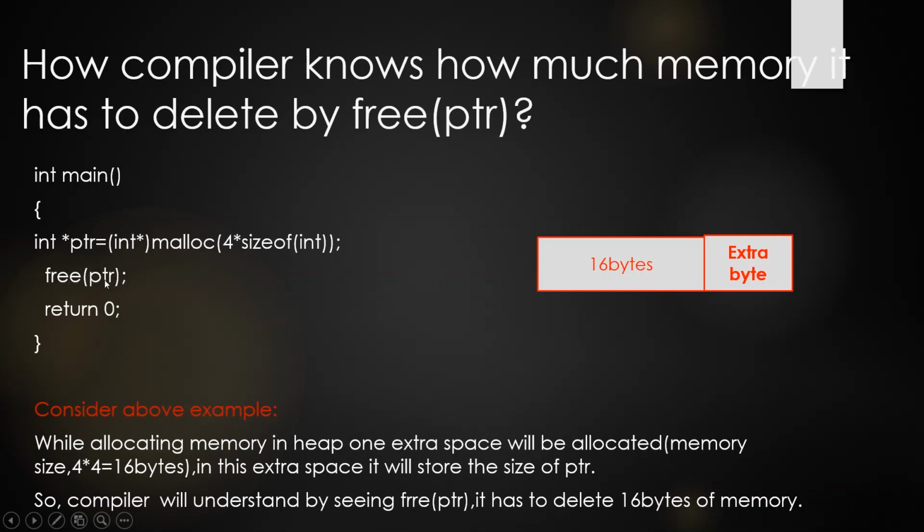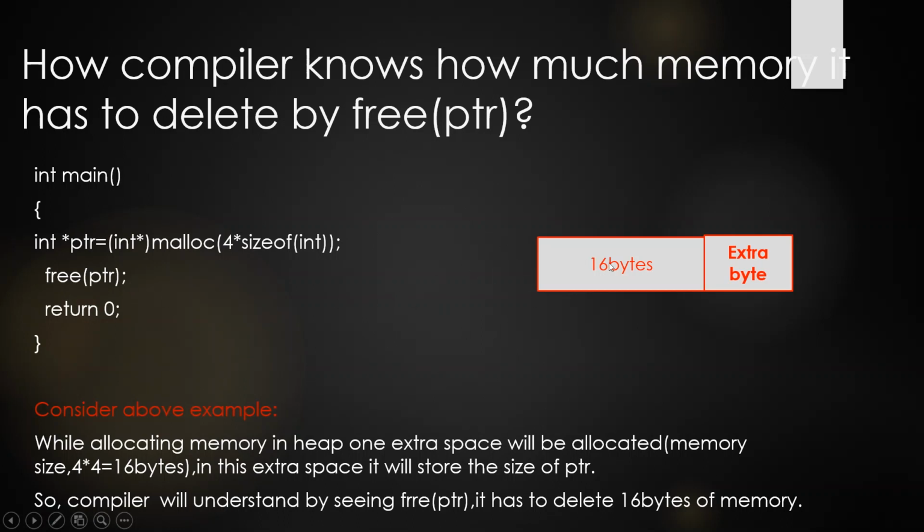Free, I am using ptr. I am trying to free that memory. But how does the compiler know that 16 bytes of memory has to be deleted by seeing this ptr? We don't know. We'll see the syntax and this library function. We are just blindly keeping a ptr here and freeing that memory. We are aware of what is happening in front, but we don't know what is happening in the back end in the library function.